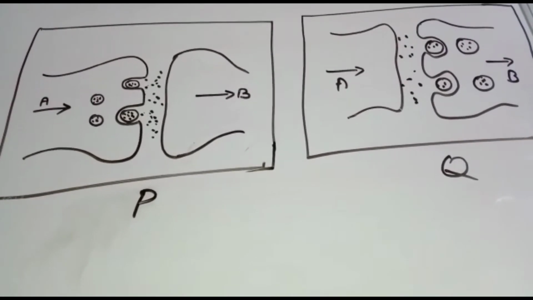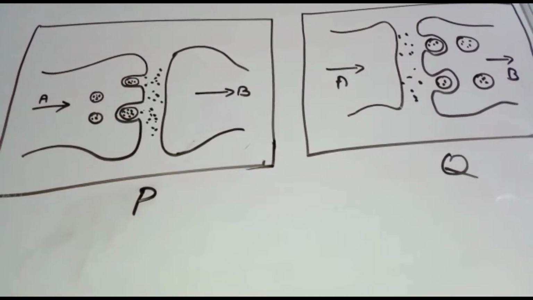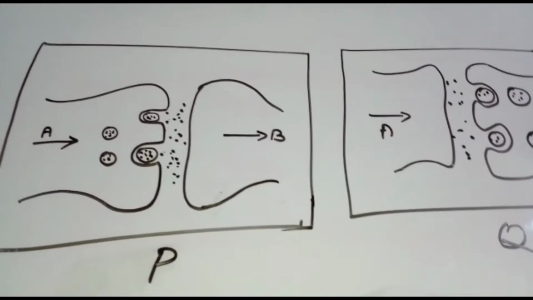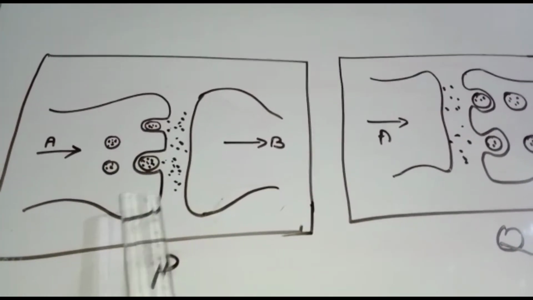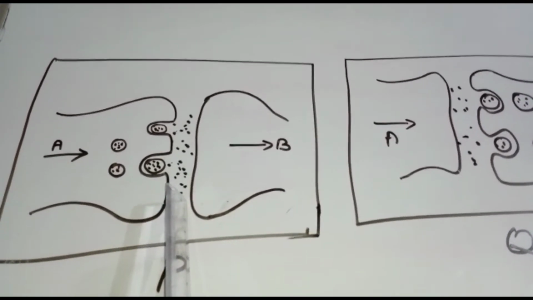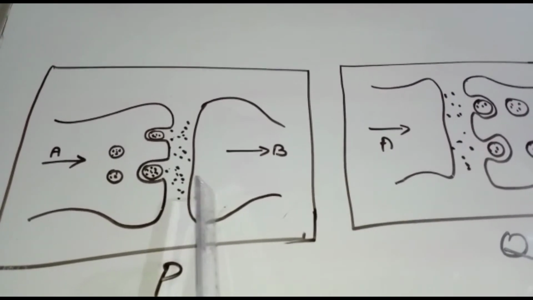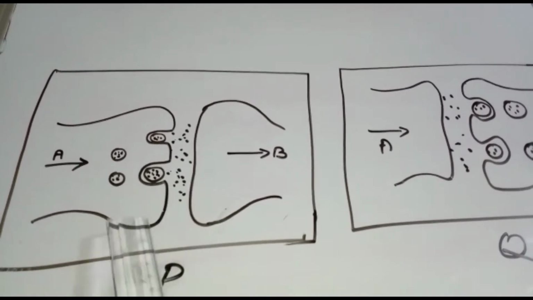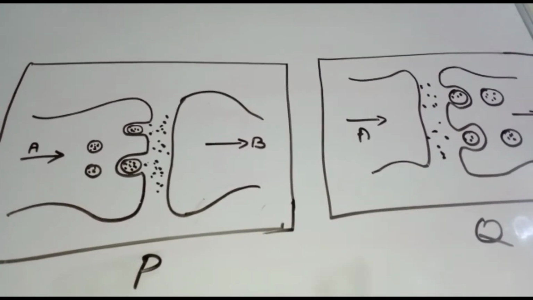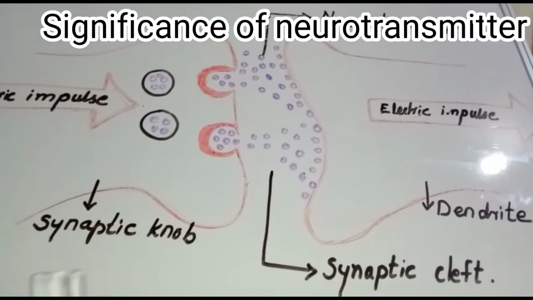P. Okay, so impulses are transmitted from the synaptic knob to the dendrite. Neurotransmitters are secreted from the synaptic knob into the synaptic cleft, so it generates impulses in the dendrite. So this picture is correct, and the other one is incorrect.